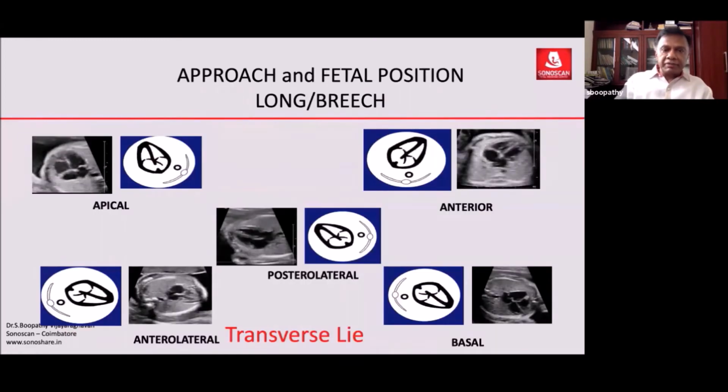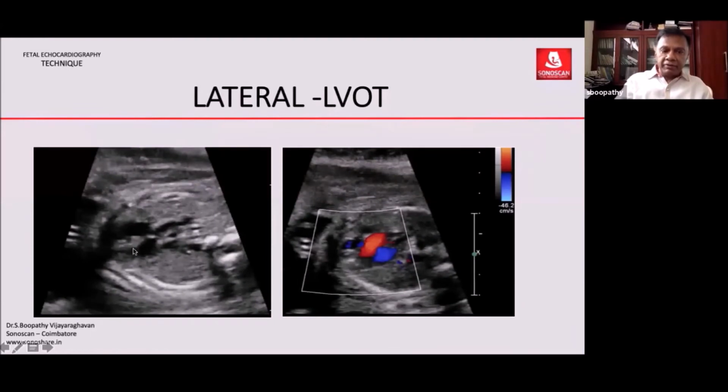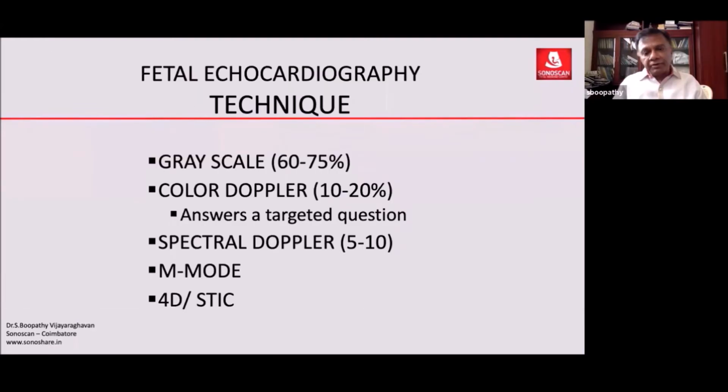And in a fetus with longitudinal breech, the section will be the same in all. And similarly, in a transverse lie, accordingly, it will be changing. This is the 4-chamber view. You see the interventricular septum is perpendicular to the beam, so seen well. And then the LVOT, and in 5 to 10% of cases, M mode, in a very small percentage, particularly in arrhythmia.